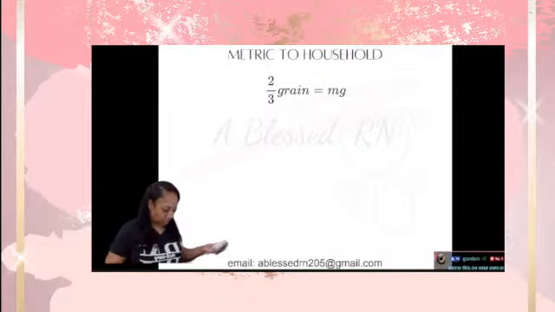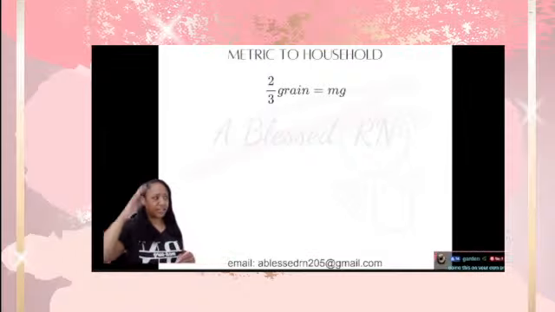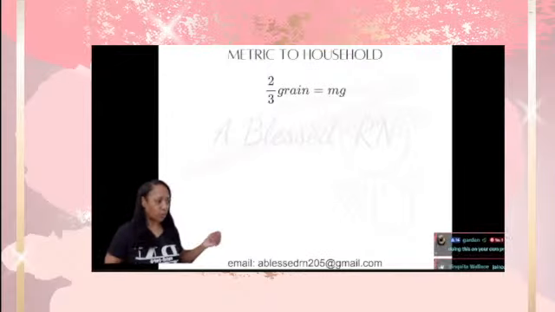So this one is a little funky grains problem. I haven't seen grains used in forever, but apparently they still use them in school. I think it's called apothecary. So we'll go over it.